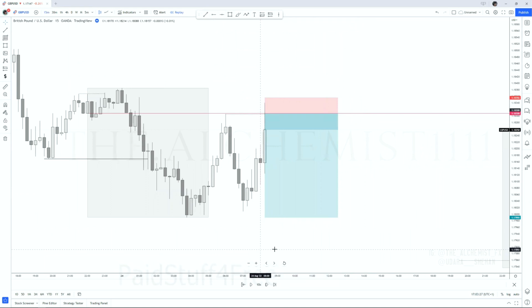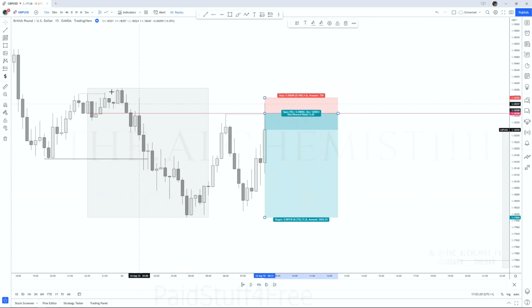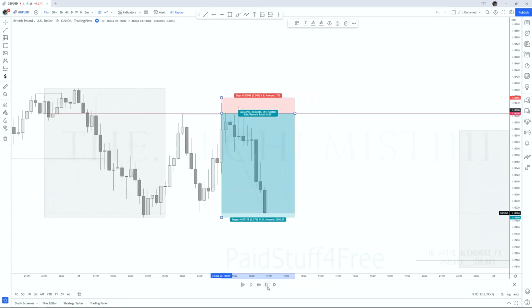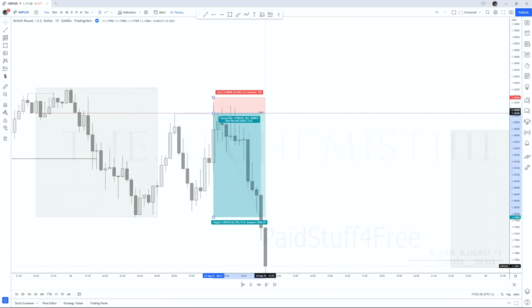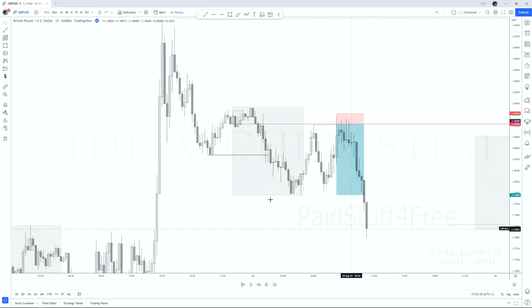London time. Okay, 8:15 a.m. London time. Tapped into the strong Asian high, took out this liquidity, and then comes the drop. See that? So that's it. And this is from the 50-minute time frame.